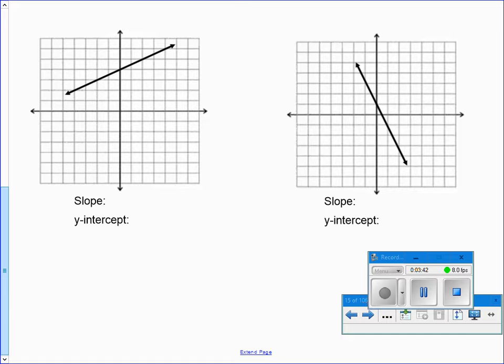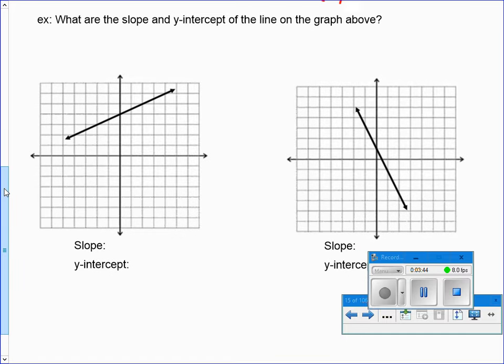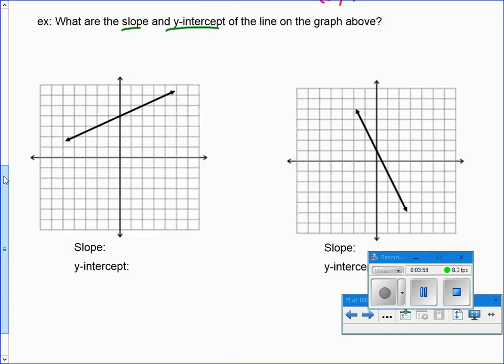If we look down here at these two examples, we're going to identify the slope and the y-intercept for each line on these graphs. We're going to start with the y-intercept. Look at this first graph right here. This is the point where it crosses the y-axis. I count 1, 2, 3, 4. This would be the point (0, 4). When we go to make our slope-intercept equation, we're going to use the 4 in the equation.